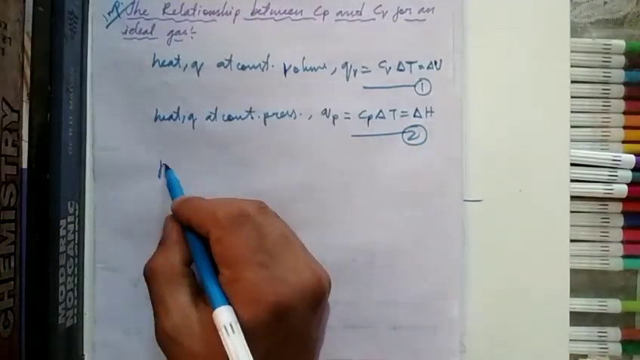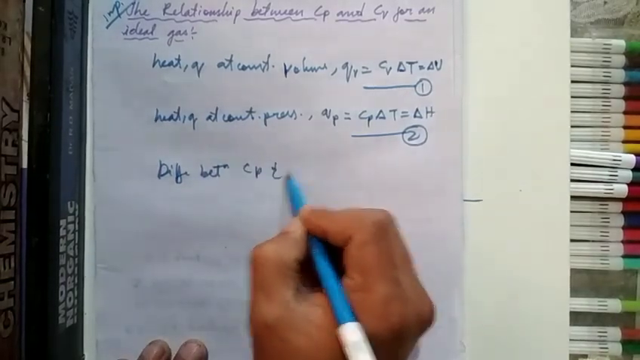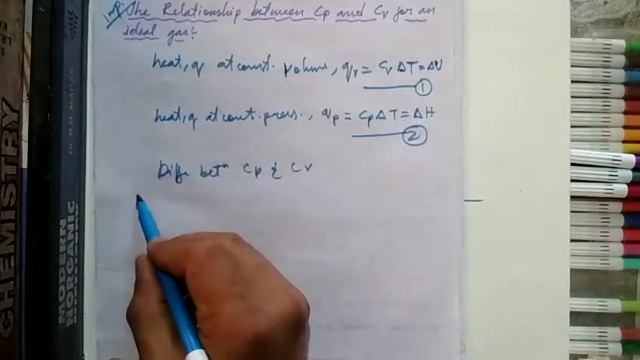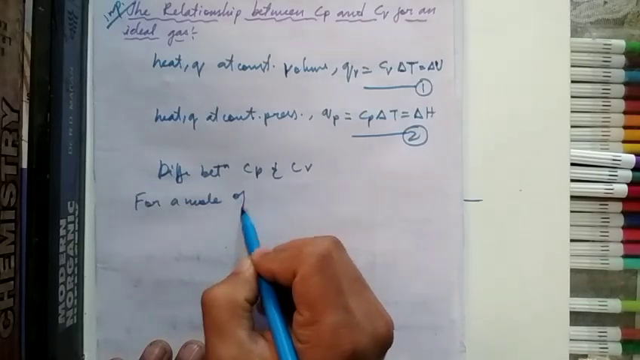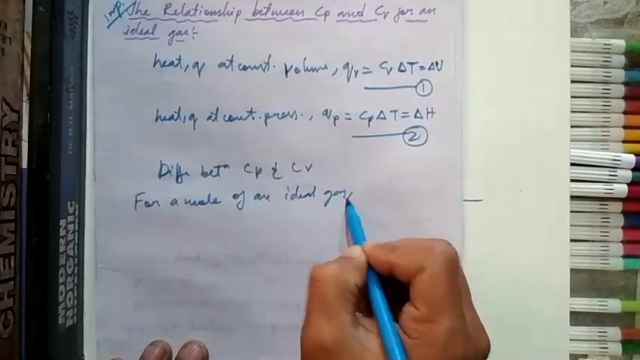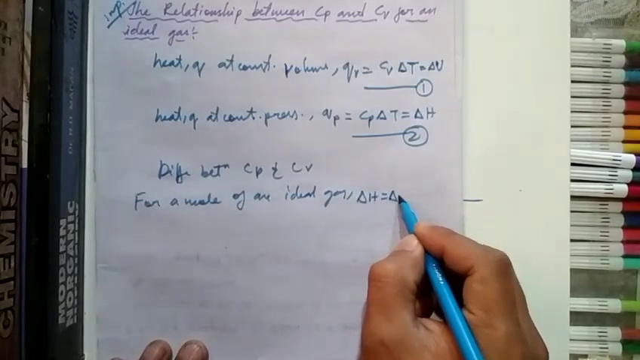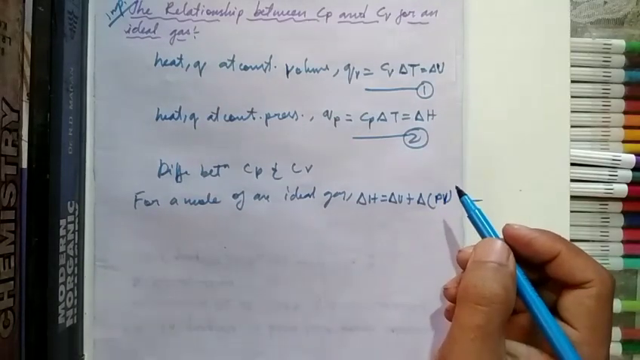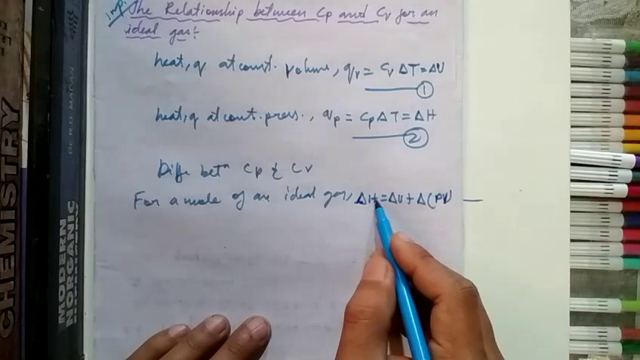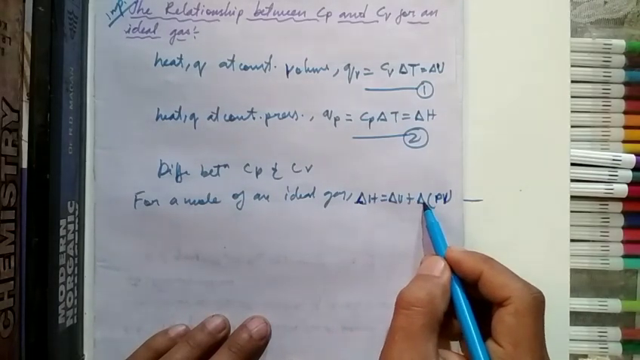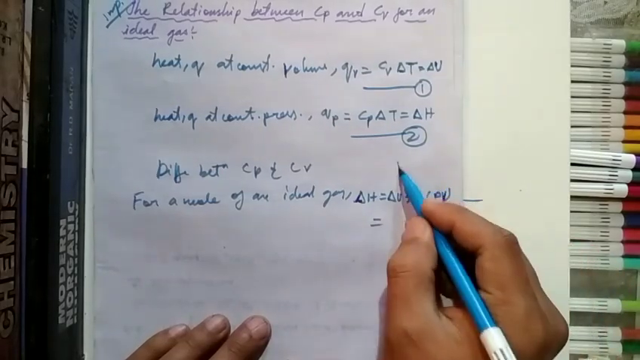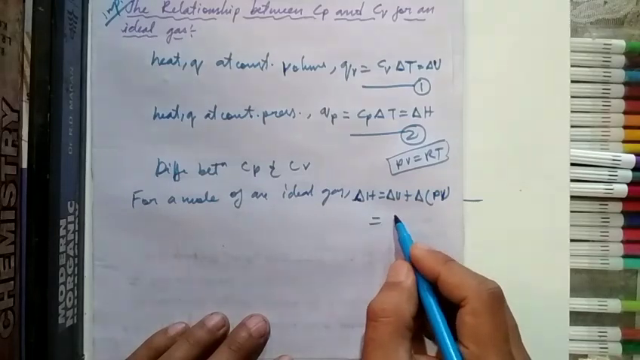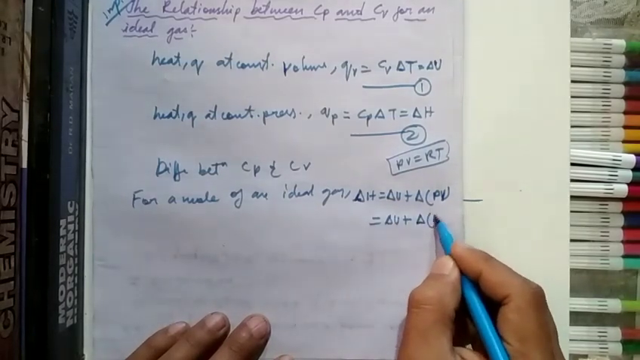Now we will find the difference between Cp and Cv. For this we will take the ideal gas equation. For a mole of an ideal gas, delta H will be equal to delta U plus delta PV. Instead of PV, we are going to write RT here, since the ideal gas equation is PV equals RT. So delta U plus delta RT.